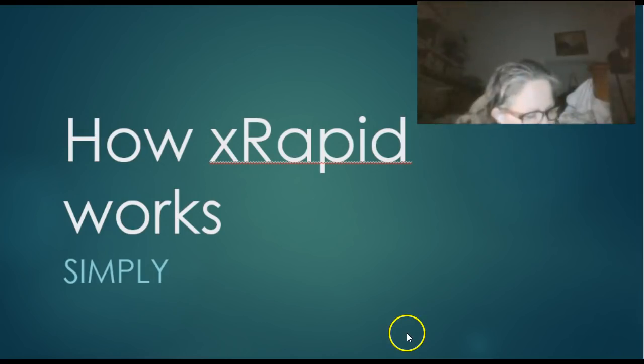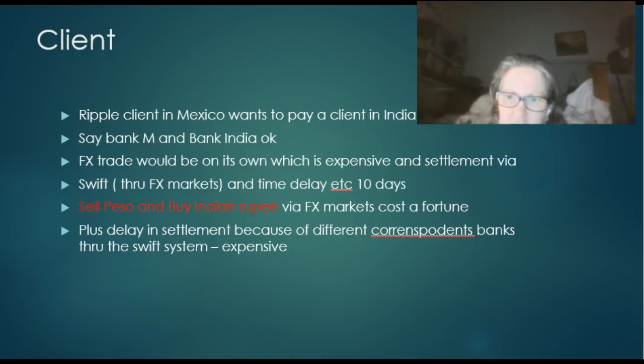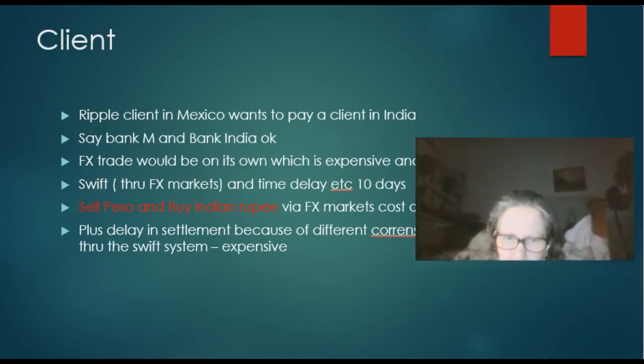I just want to go through very simply how xRapid works. I think there's a big misunderstanding out there in the world, and again, one of my clients sent me a Twitter, and honestly, there just really is a big misunderstanding. So I want to make it really, really clear for people that don't understand how xRapid works, which is obviously Ripple's technology.